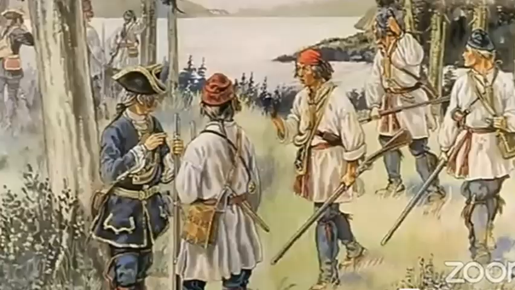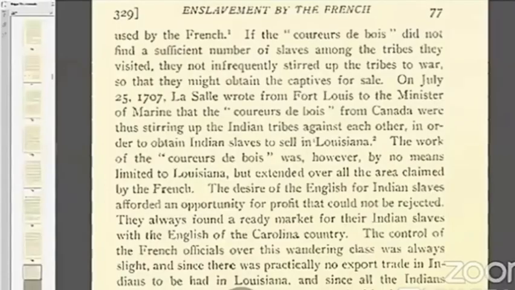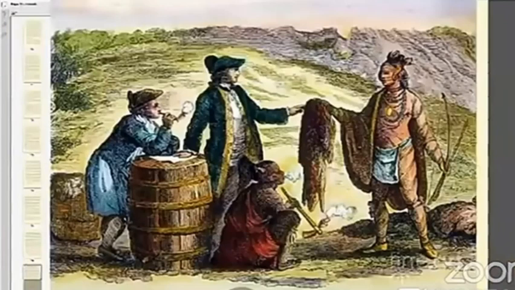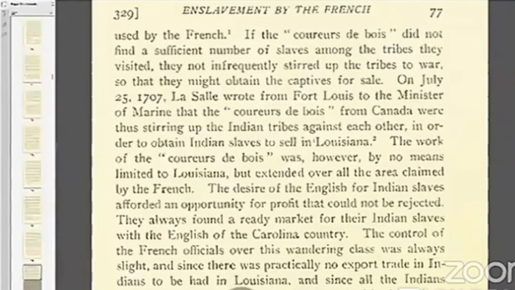The desire of the English for Indian slaves afforded an opportunity for profit that could not be rejected. All right, so English plantations, right? And they were getting them from these coureurs de bois. This is really general. Europeans and also other American Indian traders, right? Again, none of these were African. They always found a ready market for their Indian slaves with the English of the Carolina country.